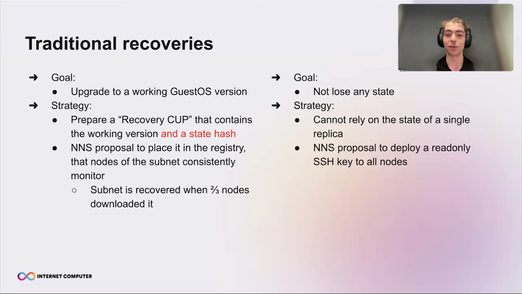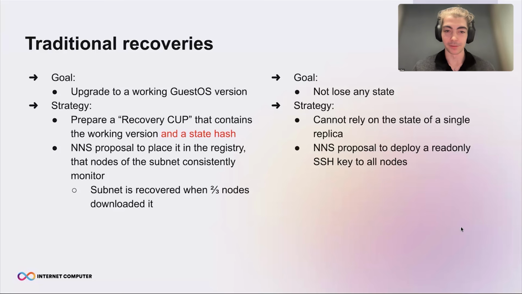So what we do in advance is an NNS proposal to deploy an SSH key that grants read-only access to all the nodes inside the subnet, which allows the recovery coordinator, in Dfinity or elsewhere, to read the state of the most up-to-date nodes and include that hash inside the recovery CUP, and then do the second proposal.